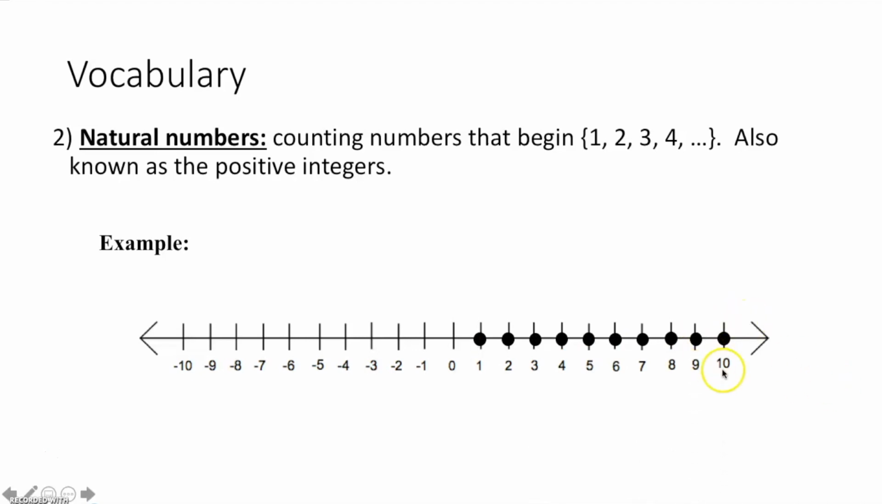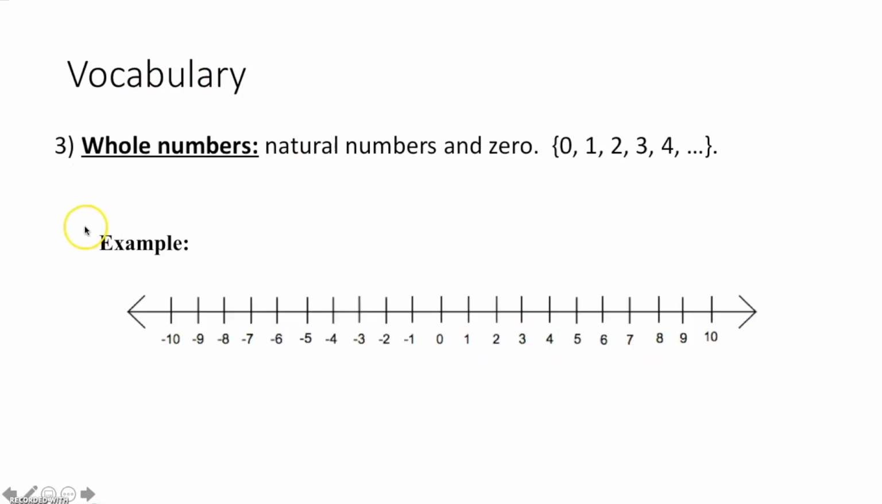Now just because we stopped at 10 on this graph doesn't mean that's where natural numbers stop. They keep going forever. They go to 11, 12, 13, all the way to infinity. Those are natural numbers, starting with 1 and continuing in the positive direction. Whole numbers are just natural numbers and 0. So the only difference between natural numbers, counting numbers, and whole numbers is that whole numbers include 0.